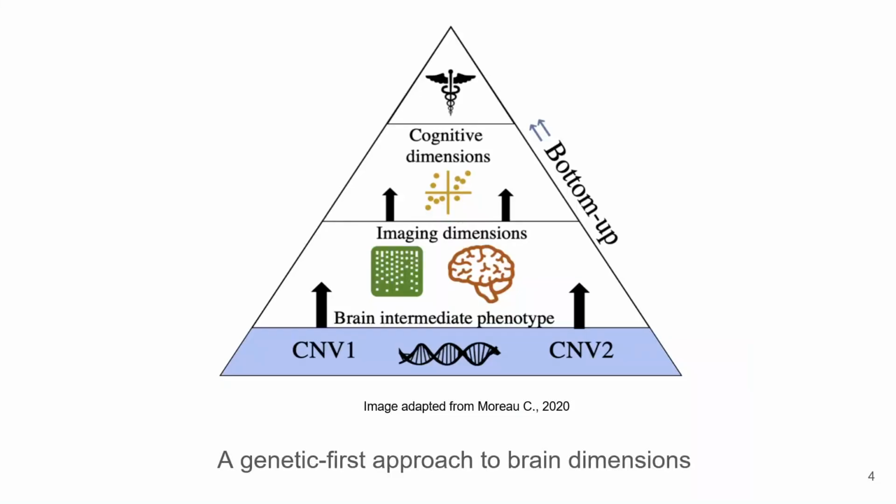So these high-risk variants enable us to adopt genetic-first approaches to study brain dimensions underlying neuropsychiatric conditions. And this is what our group has been doing. One of the strategies that we're using is creating genetically homogeneous groups based on genetic criteria. In my case, it's based on genetic diagnosis of 16p and 22q deletions.